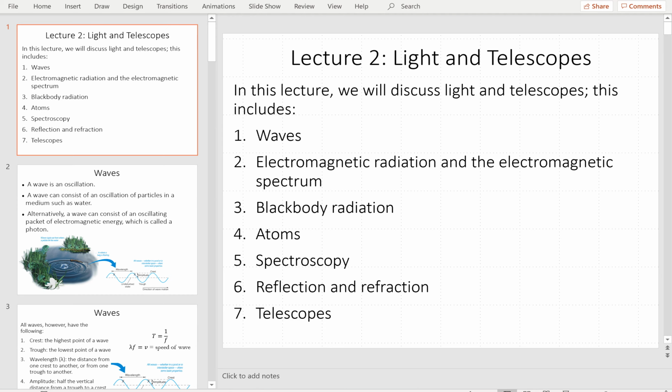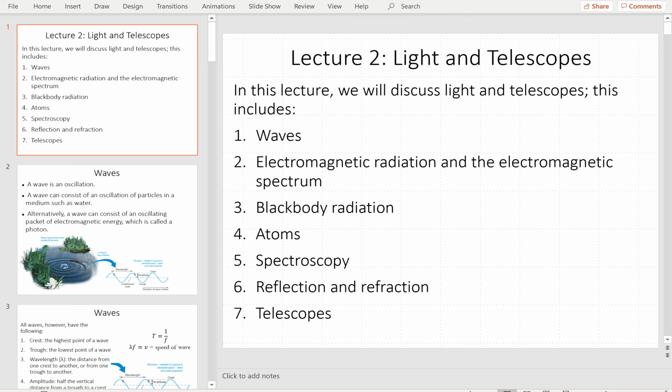We will discuss the two basic laws of optics, reflection and refraction, and finally we will learn how these are applied to engineer devices which allow us to see the universe. We call these devices telescopes. Let's first start with the concept of a wave.